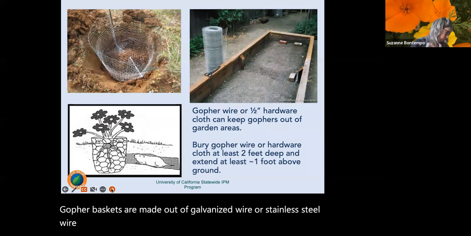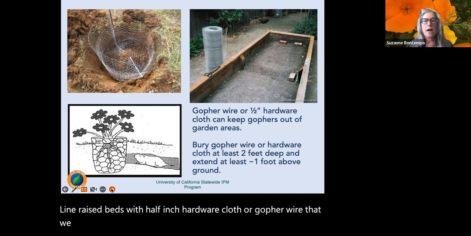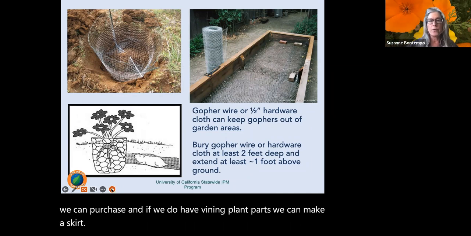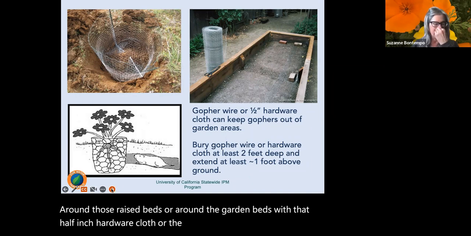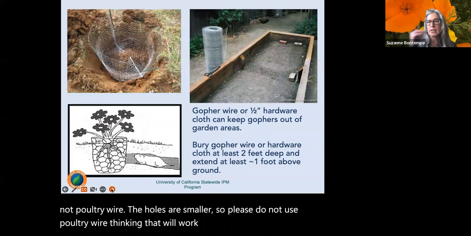We're also going to line raised beds with 1/2-inch hardware cloth or gopher wire that we can purchase. And if we do have vining plant parts, we can make a skirt around those raised beds or around the garden beds with that 1/2-inch hardware cloth or the proper gopher wire. Gopher wire is not poultry wire. The holes are smaller, so please do not use poultry wire thinking that will work, because the gophers actually can fit through it.